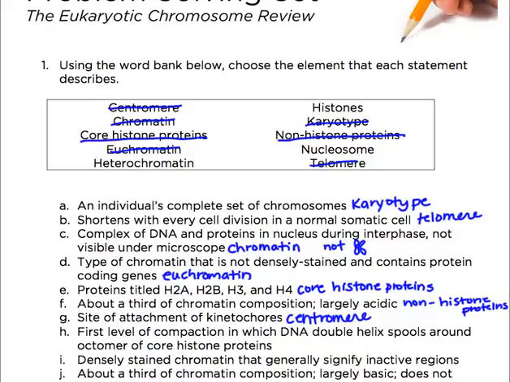First level of compaction in which DNA double helix spools around an octamer of core histone proteins. So again, as we said before with Part E, this is an octamer of core histone proteins, 4 different types, and this is what's known as a nucleosome.